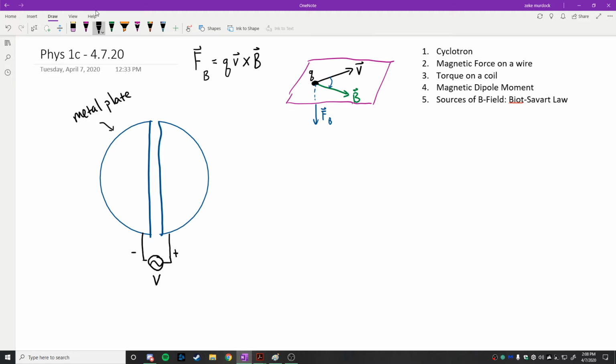In between, you have an air gap. And then these plates will be held at different potentials, okay? So one's going to be high potential and one's going to be low potential. So let's say in this configuration that this side right over here starts off as the high potential side. So this is the high V, and then this would be the low V plate.